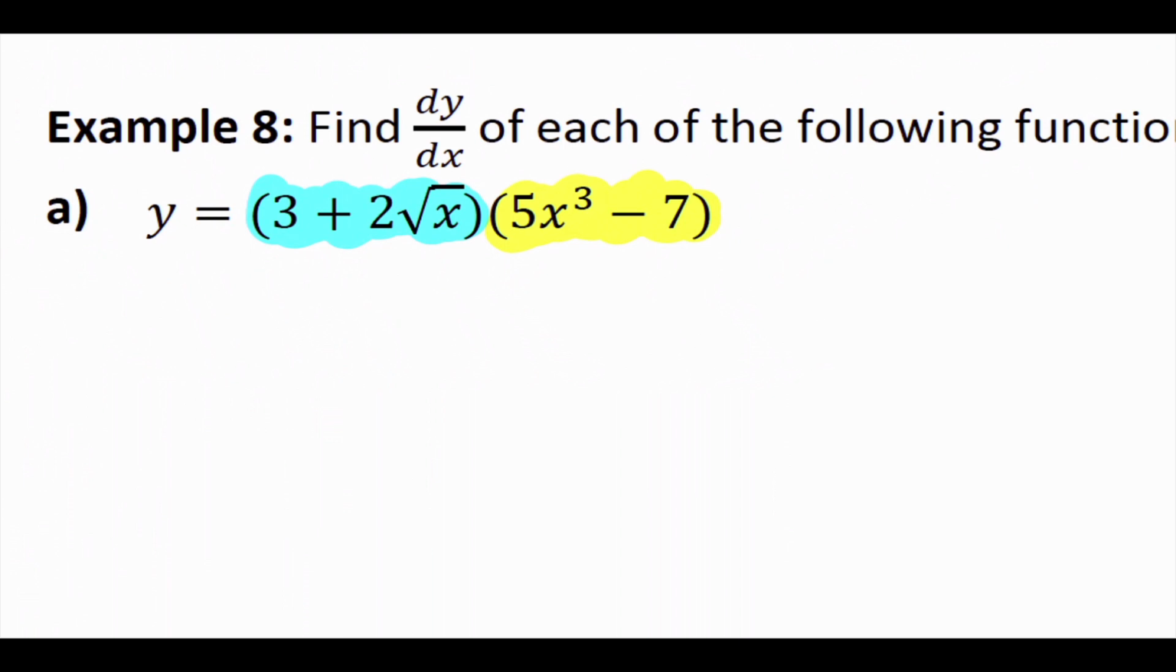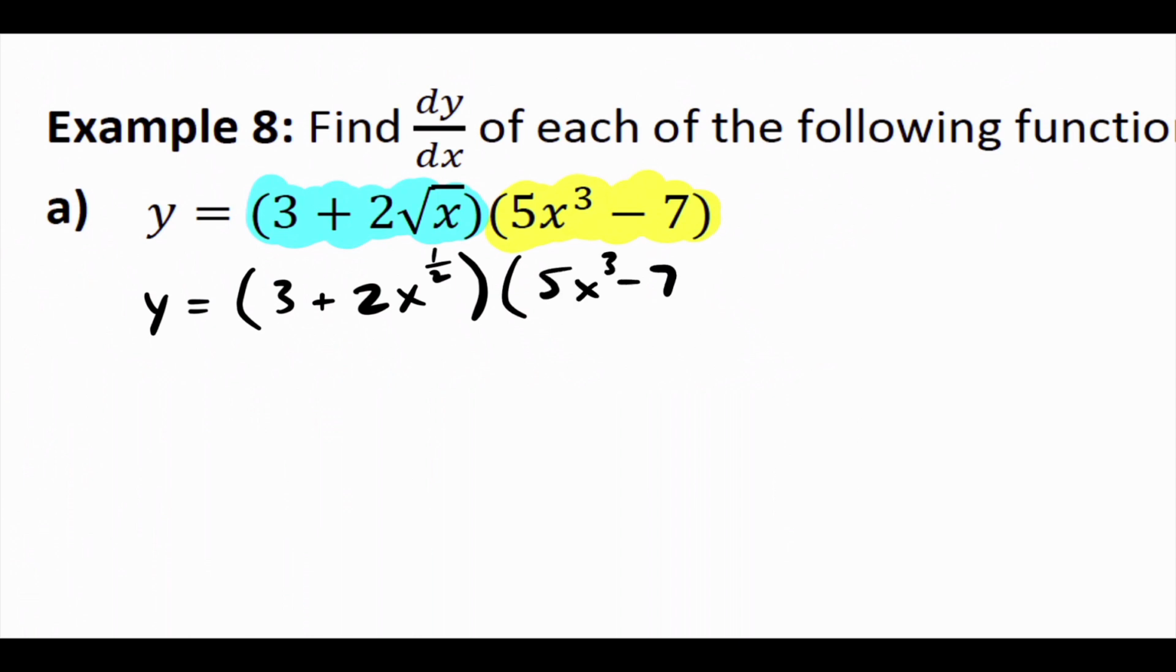Square root, yeah. Get rid of the square root. So let's rewrite it. Instead of the square root, what can we write? X to the 1/2 power. Yeah, 1/2 power. 1/2 power means the same thing as square root. Could you do FOIL now? Yeah, absolutely. Go for it. If you want to do FOIL, you can.